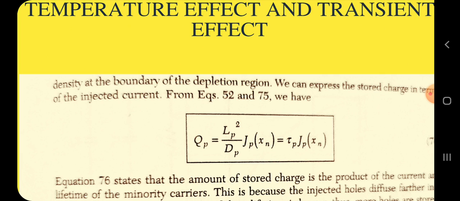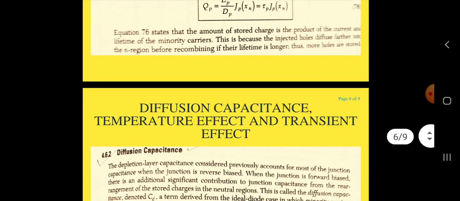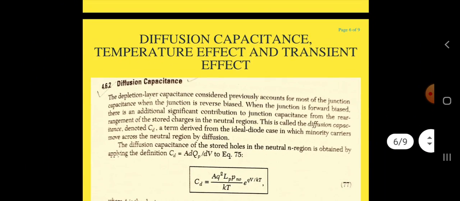The diffusion capacitance. The depletion layer capacitance considered previously accounts for most of the junction capacitance when the junction is reverse biased. When the junction is forward biased, there is an additional significant contribution to the junction capacitance from the rearrangement of the stored charges in the neutral region. This is called the diffusion capacitance, denoted by CD, a term derived from the ideal diode case in which minority carriers move across the neutral region by diffusion.